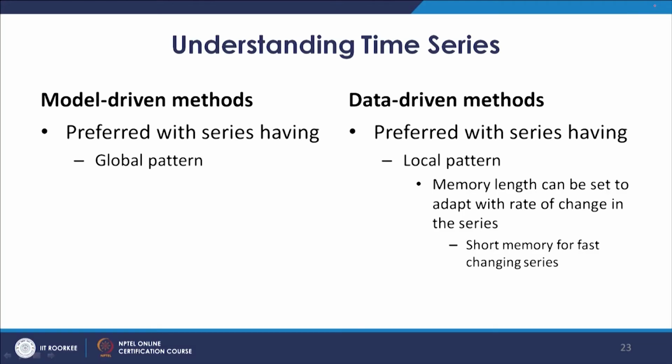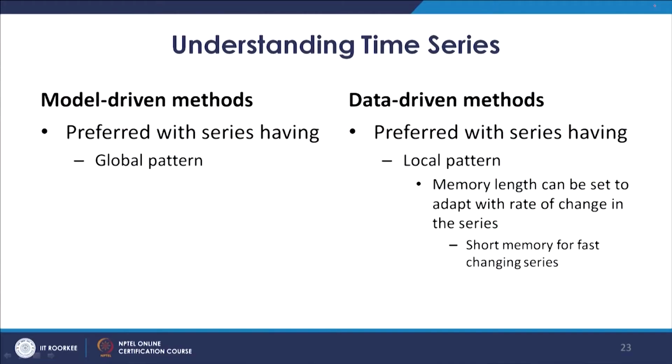So, if we talk about the local pattern, there can also be certain scenarios. To capture these changes in pattern, we typically use certain memory for the model. This is called memory length, which can capture how often these trends are going to change. This memory length also sometimes has to be adjusted to adapt to the rate of change in the series.